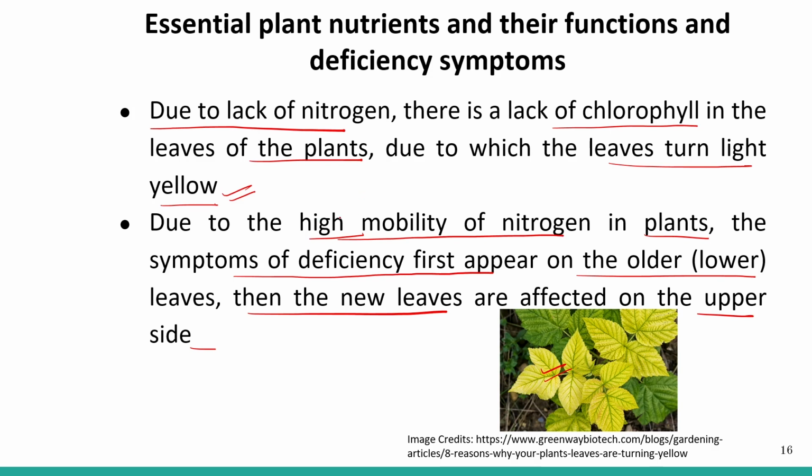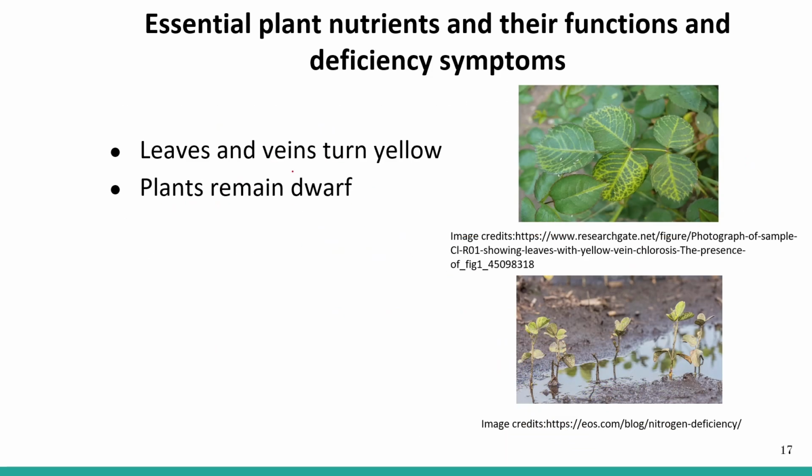Nitrogen is highly mobile in the plants, so that also shows the symptoms of deficiency, and this type of deficiency can be visualized first in the older leaves, right? Older or the mature leaves, and then that particular symptom can be seen in the new leaves also. So here you can see the leaves and veins turn yellow. Here you can see all the veins are turning yellow. This is also due to the deficiency of nitrogen.